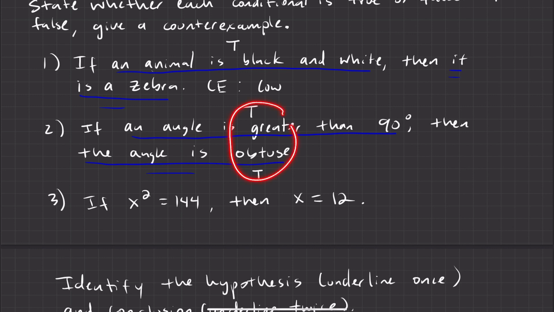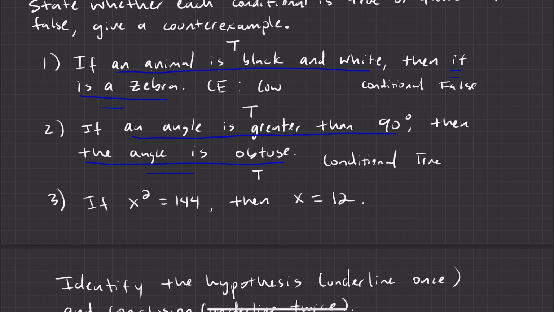So please know this example in general, and know that since you have a true here and a true here, what does that mean for the conditional? Is this whole thing true in general? Yes, so the conditional is true. And by the way, I should write the conditional for number 1 is false, okay? Because we had a true and a false. So that should be an F right there, okay?